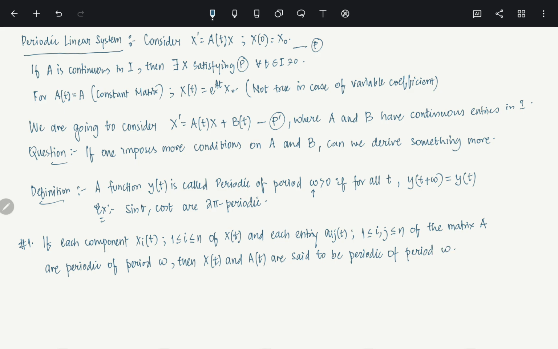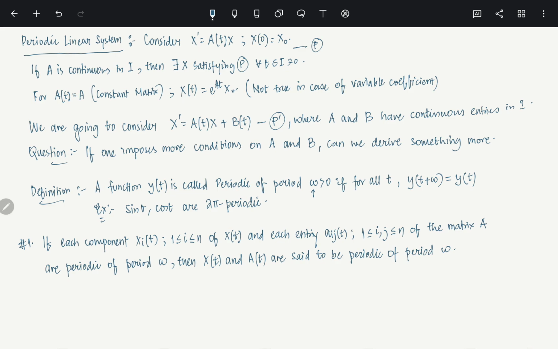So essentially what I mean by this is, let's say A is a matrix, and it depends on t. The matrix A has all these entries, and all these entries depend on t. So if every entry, as a function of t, is periodic with the same period W, and the unknown function x of t also has all components periodic, then we say those are periodic of period W. That's just what you understand by period.